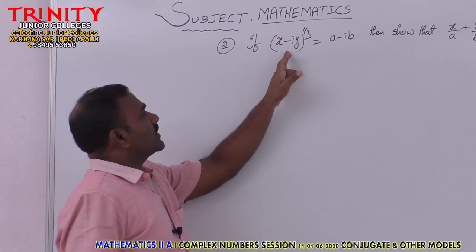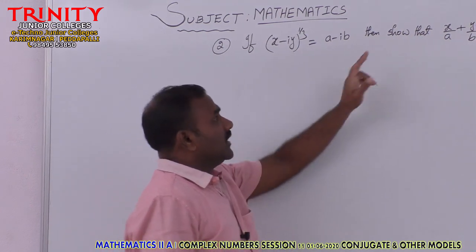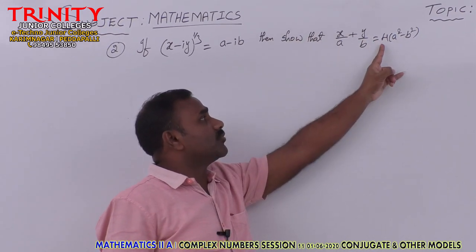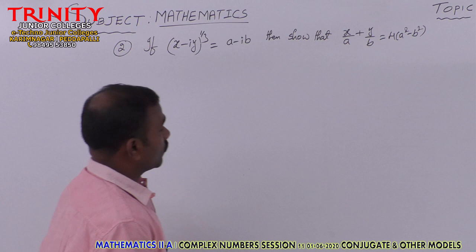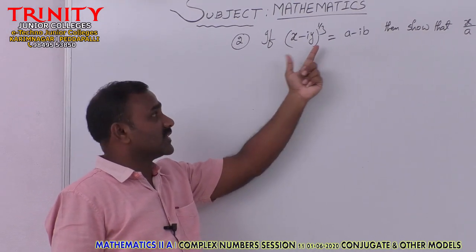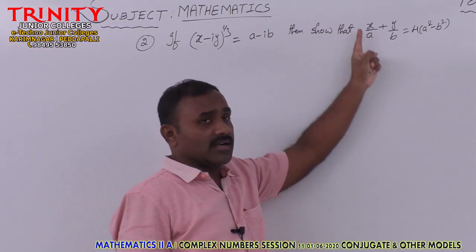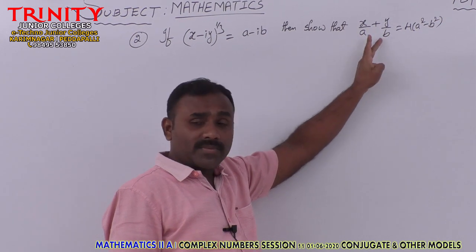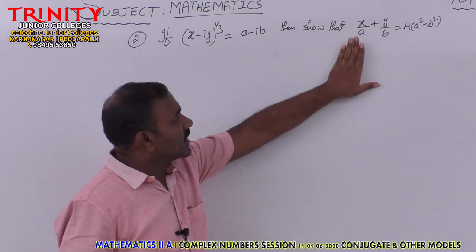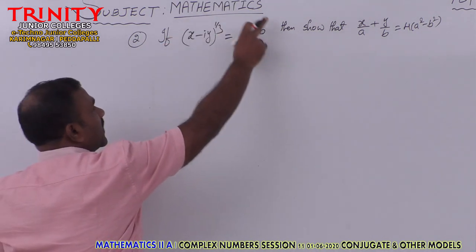If (x minus iy) to the power of 1 by 3 is equal to a minus ib, then show that the value of x by a plus y by b is equal to 4 times (a square minus b square). He gave this condition, (x minus iy) to the power of 1 by 3 is equal to a minus ib. Then he is asking to show that x by a plus y by b is equal to 4(a square minus b square). That means first we should get what x by a and y by b are from the given condition.